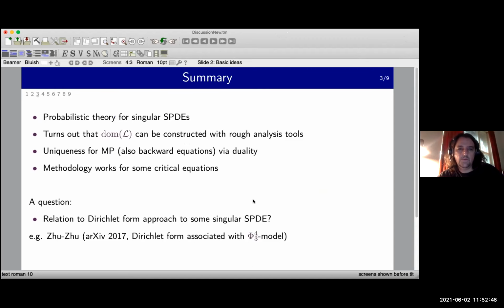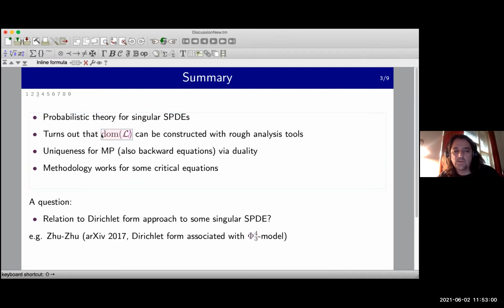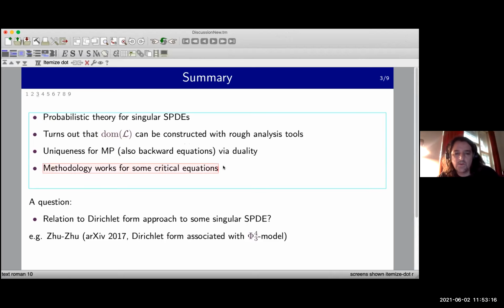Okay, that's it here. And so at the end of the day, what you get, well, okay, here's the big picture. You get a probabilistic Ito-type theory for classes of singular SPDEs. When you want to describe the domain of the generator, and this is what Nicholas has focused on most of the talk, then some rough analysis tools come into play. The uniqueness of the Martingale problem uses duality arguments, and I think many people are excited about this outlook towards critical equations, and that was the very last part of his talk, of course.